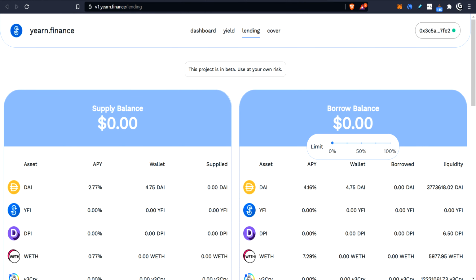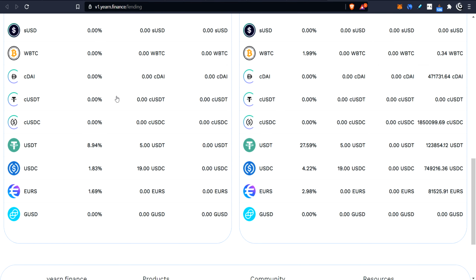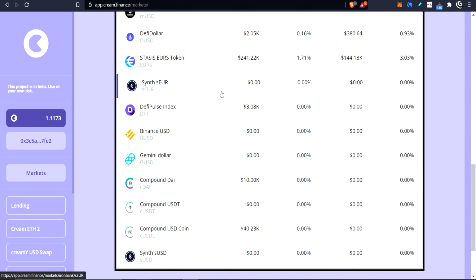Now, another important thing to mention about Iron Bank is it doesn't actually reside on the Cream Finance website. It actually resides here on version 1 yearn.finance lending, and you can come here to supply these tokens if you wish. Okay.